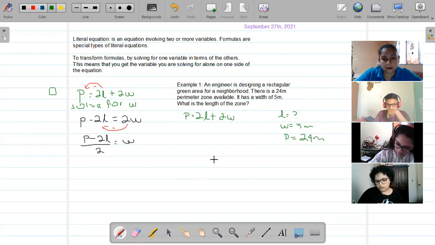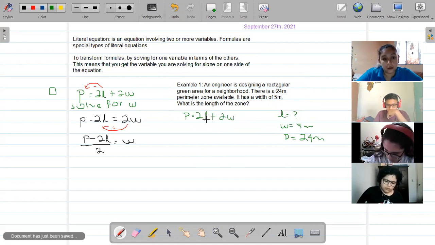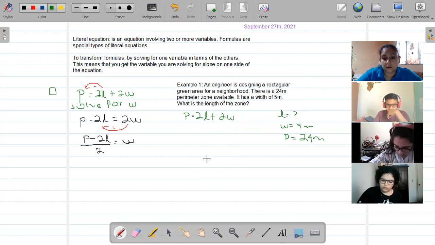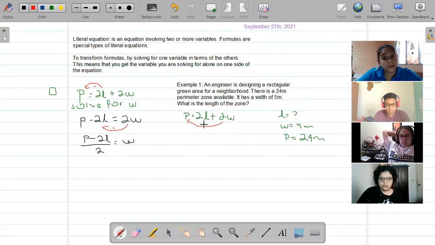Now, I need to find L, but you can see L is not completely alone. So I need to transform the formula in order to solve for L, or to write the equation in terms of L. What am I going to do? I'm going to use inverse operations. I need to leave the 2L completely alone, so the 2W goes to the opposite side. Since it's positive, it goes negative. So now I have P minus 2W is equal to 2L.